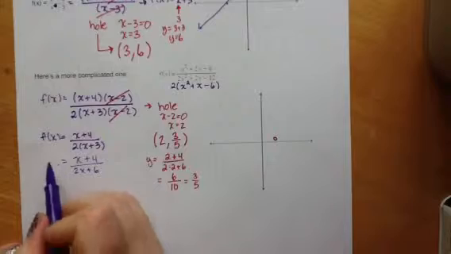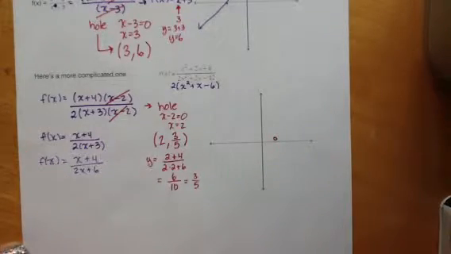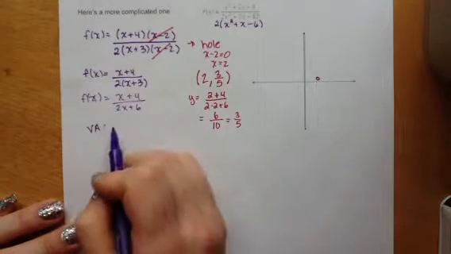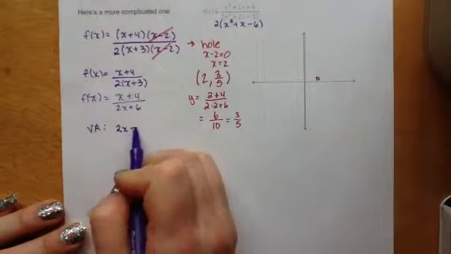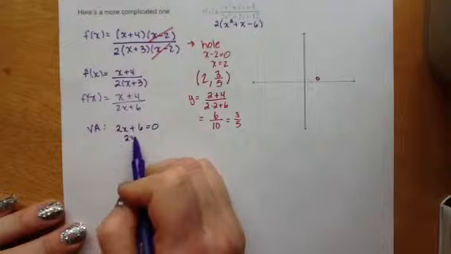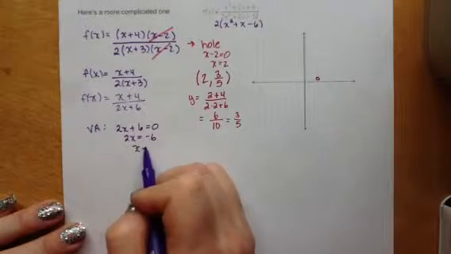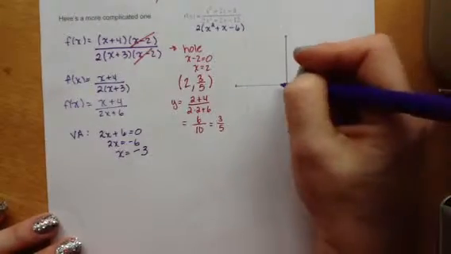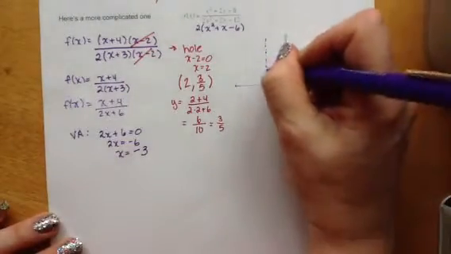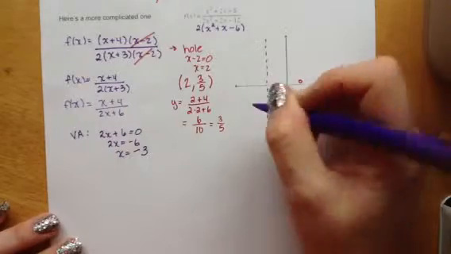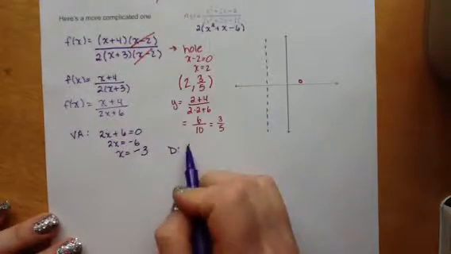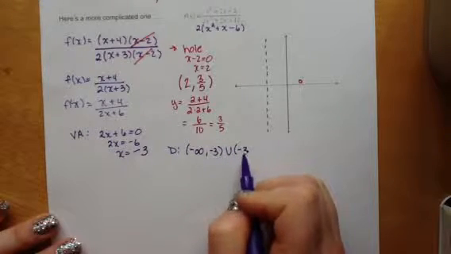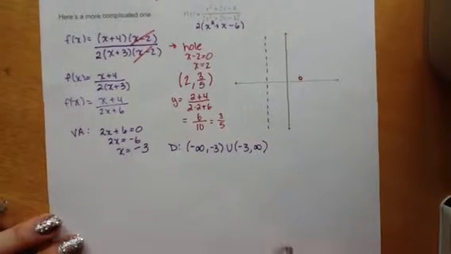And then we'll go ahead and graph this rational function like we were before. So we want to find vertical asymptotes by setting the denominator equal to 0. 2x plus 6 equals 0. So 2x equals negative 6. So x equals negative 3 is our vertical asymptote. That means the domain of this function will be from negative infinity to negative 3, skip over negative 3 and go to infinity.